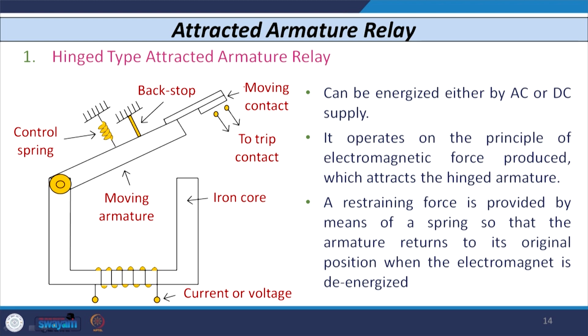Whenever the current through this coil exceeds some predetermined threshold value, the force produced on the moving armature exceeds the spring force, and hence this moving armature moves in the downward direction. When it touches this contact, the tripping command is initiated by this attracted armature type of relay.